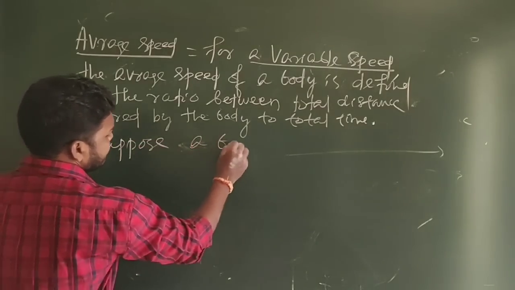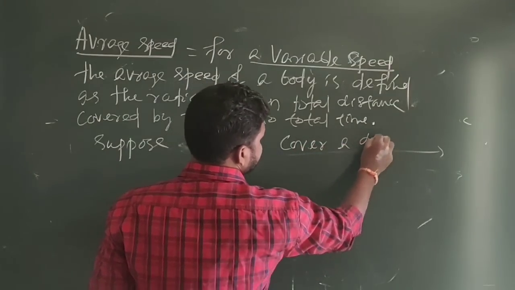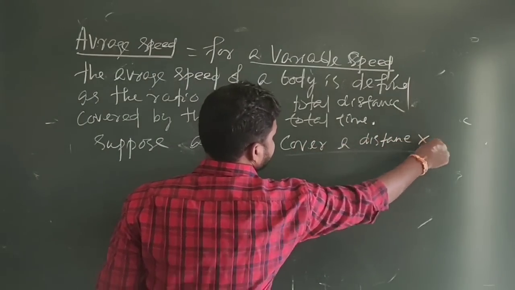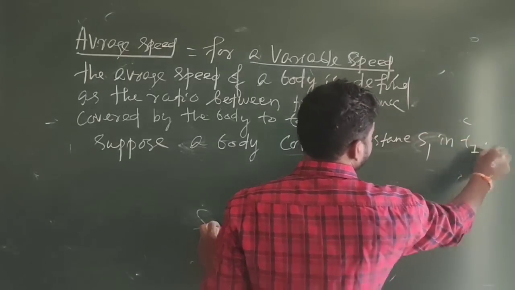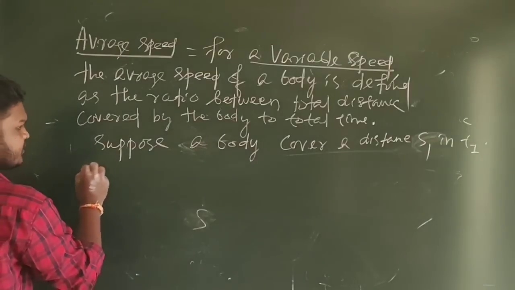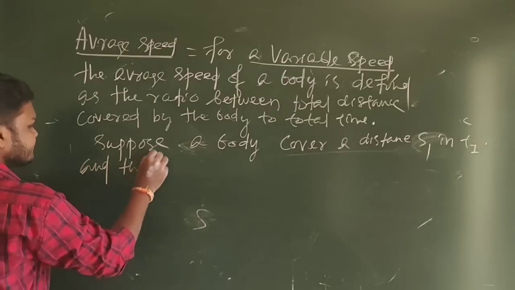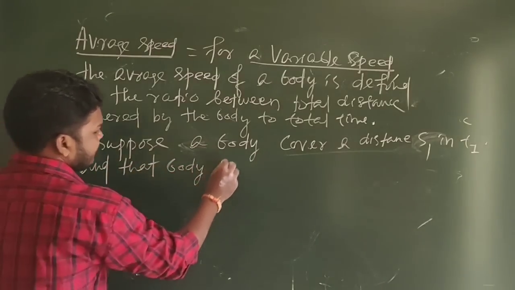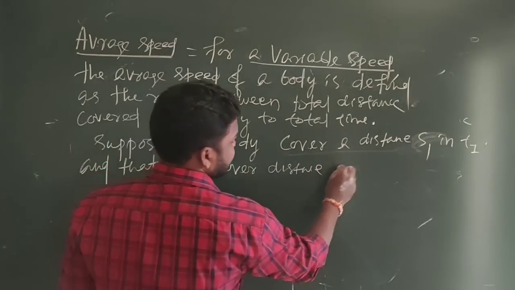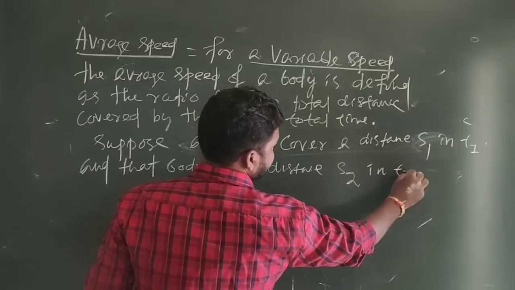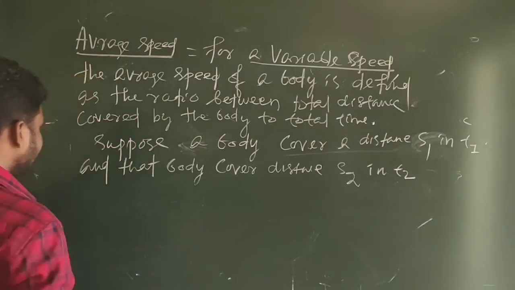Suppose a body covers a distance s1 in time t1, and that body covers distance s2 in time t2. Then what is the value of average speed?